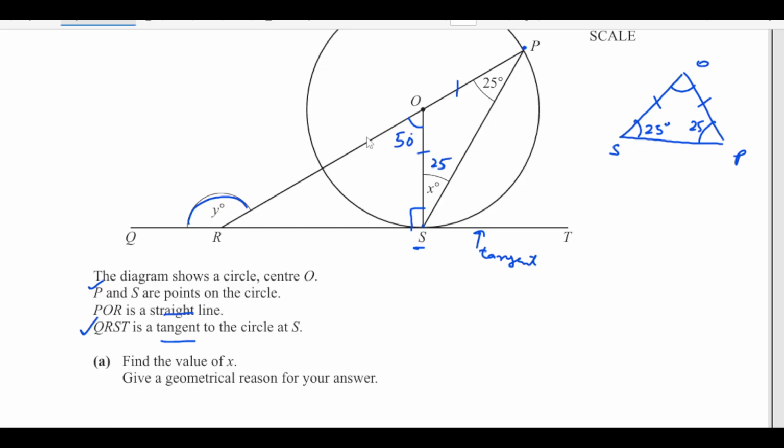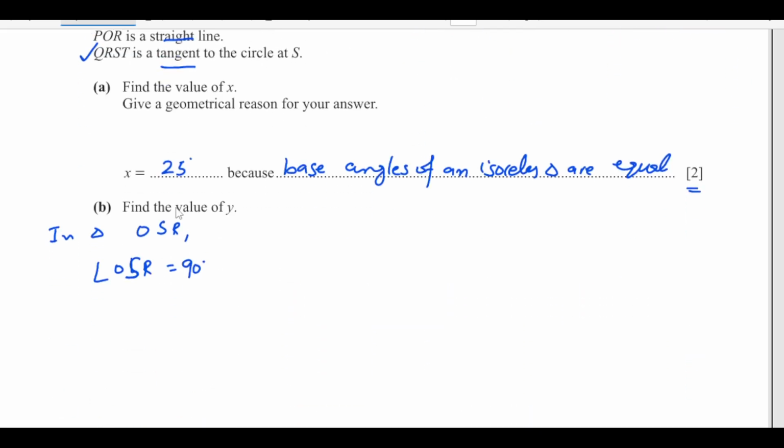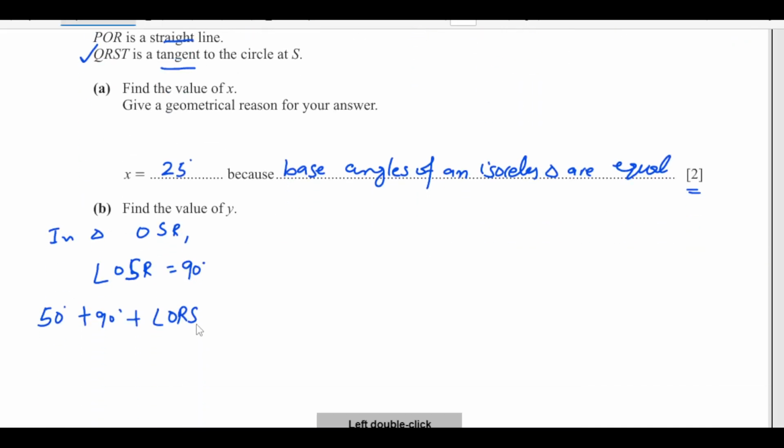Now, we can use this triangle OSR and the sum of the angles. So, in this triangle, 50 plus 90 plus angle ORS, ORS meaning this angle, right. This angle is going to be calculated this way. This is equal to 180. So, this is 140 plus ORS equals 180 degrees. So, angle ORS is 180 minus 140, it is 40 degrees.